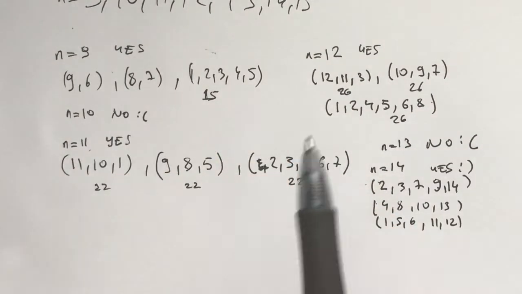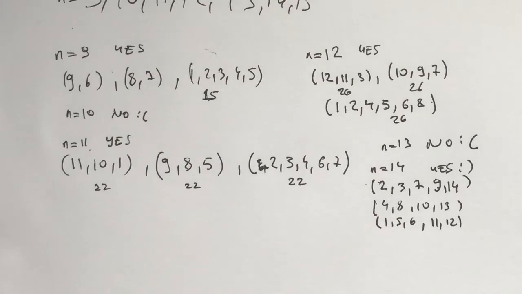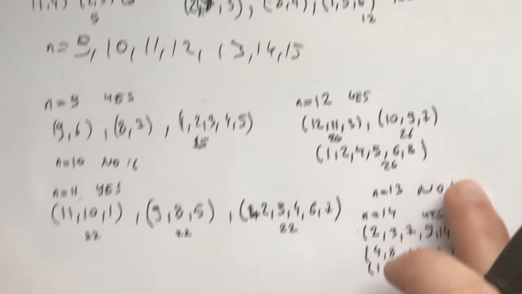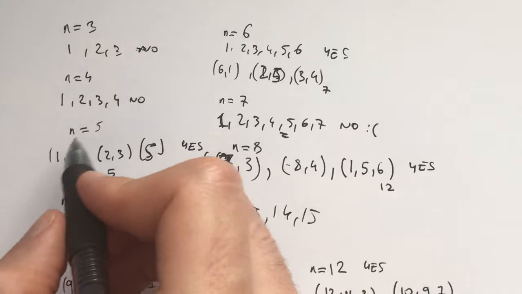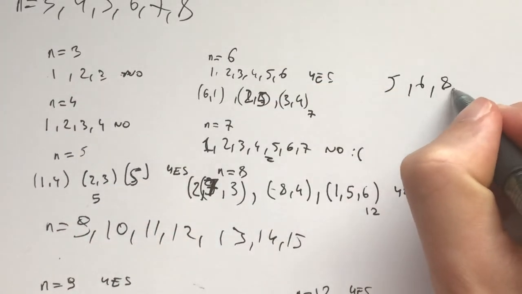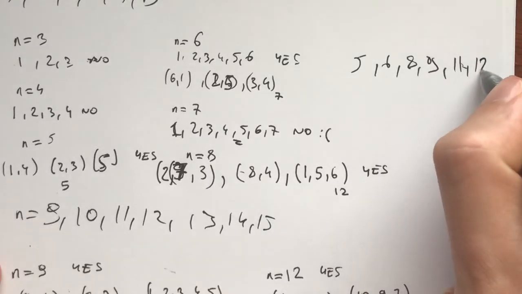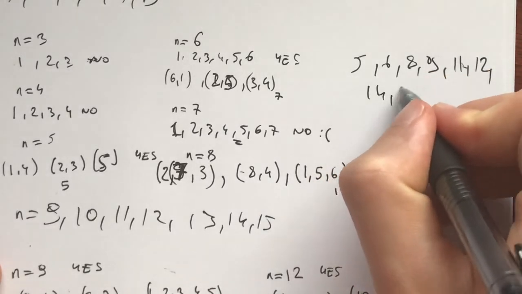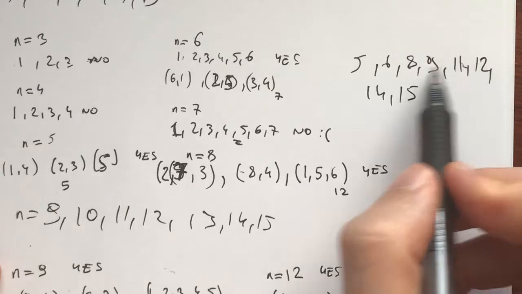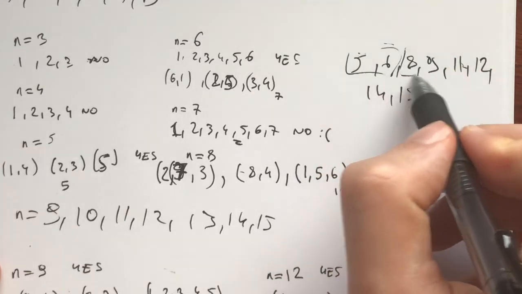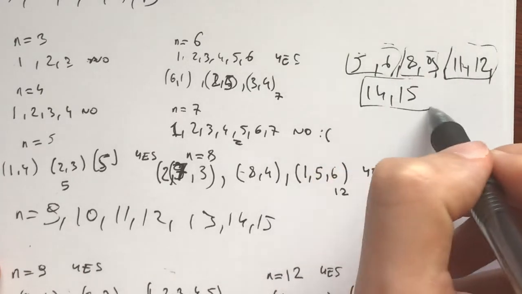And now I invite you, after you've played around with this, see what it is you notice. Do you notice maybe, let's see which numbers work. So we have 5, 6, 8, 9, and then 10 doesn't work. Then we have 11, 12, and then we have 14 and 15. So these are numbers that work. So you can see too. What do all these numbers have in common?